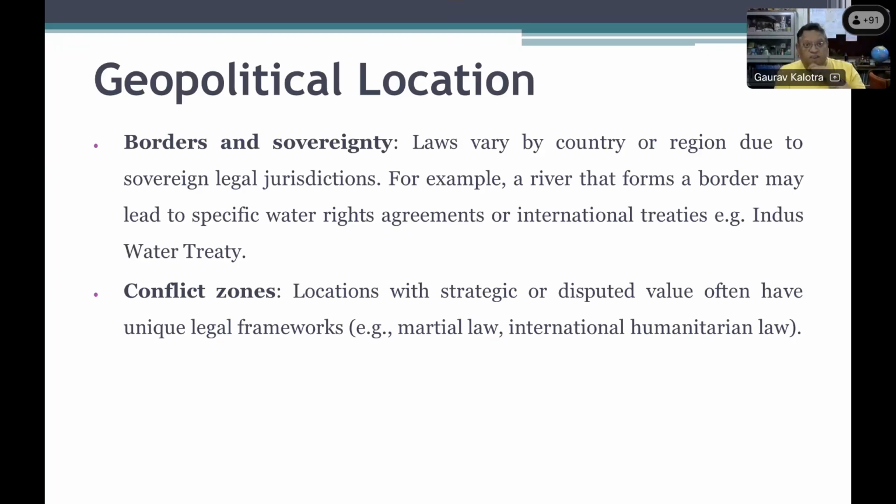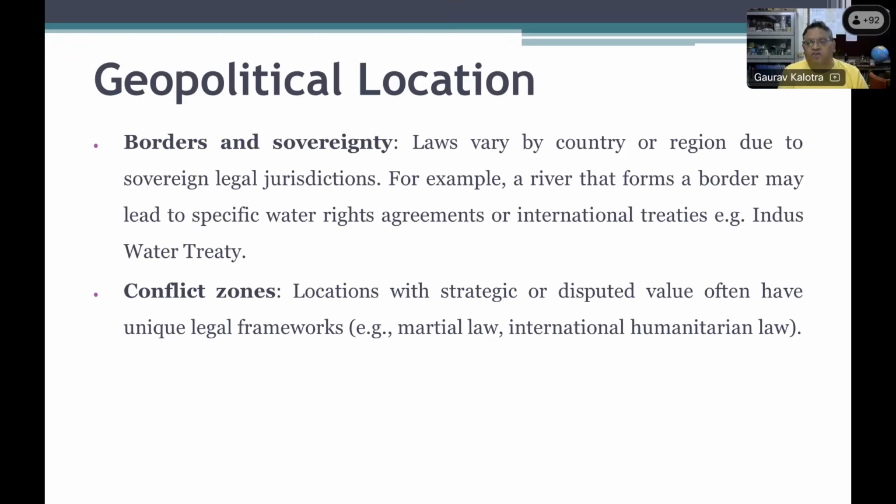So Ravi, if you see, Ravi River forms border in the erstwhile Gurdaspur district, but now Pathankot district, between Pathankot district and Pakistan. So that river forms a boundary. Sometimes that river, during floods, moves towards Pakistan, or sometimes it moves towards India. So this is a border, and there are treaties for this, like the Indus Water Treaty. Then there are conflict zones.